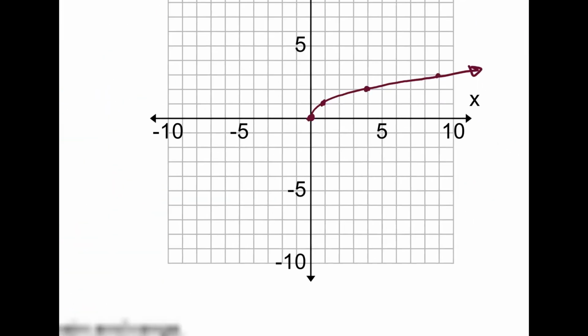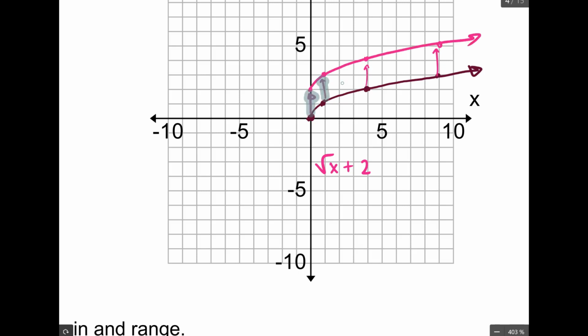This is the parent. If I had square root of x plus 2, that would mean I would move every single point up by 2. This is not anything new, because we've talked about transformations of a function before. So this is moving it up 2.